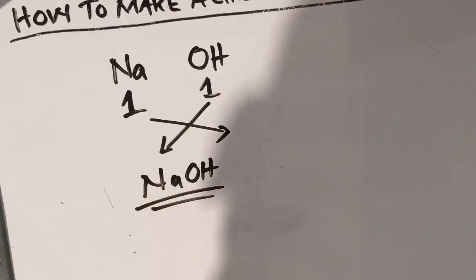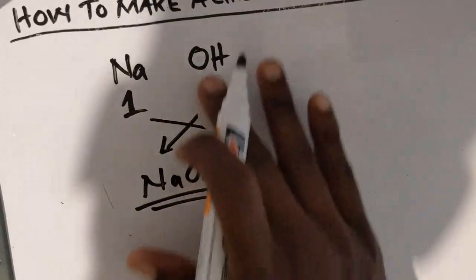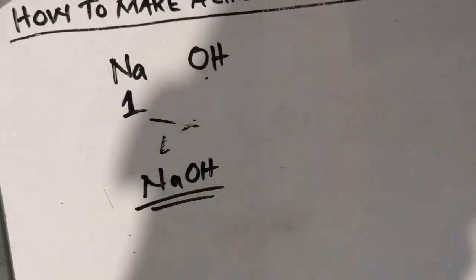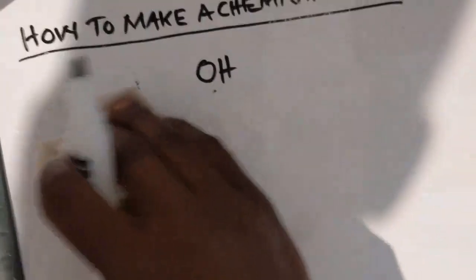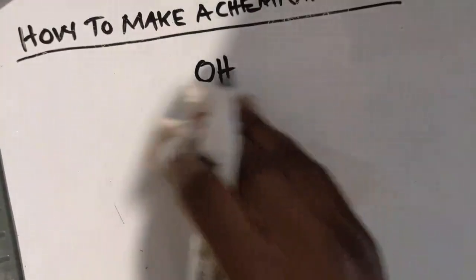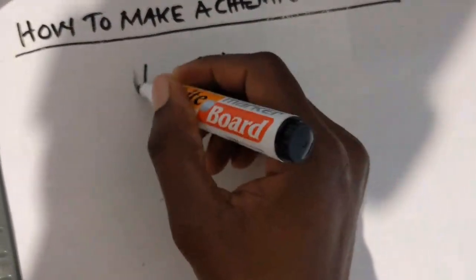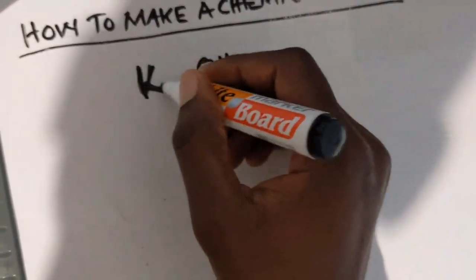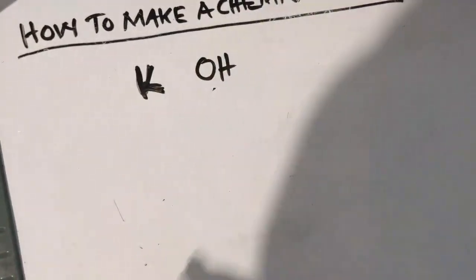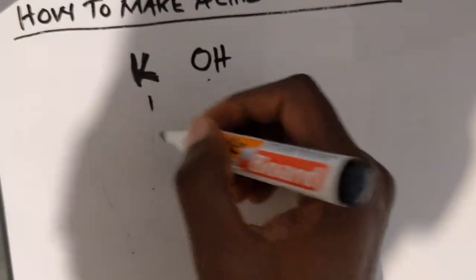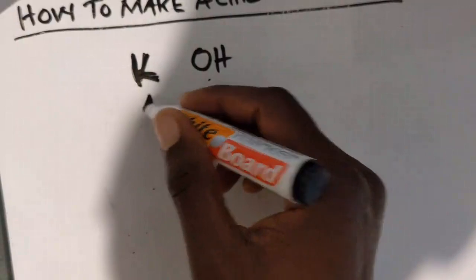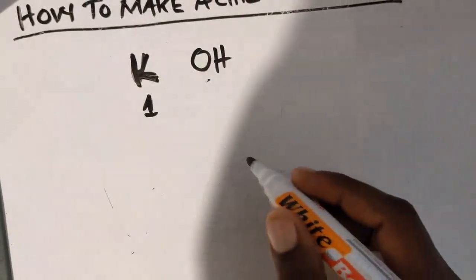You need to know how to make a chemical formula. So now let's take an example. We have been taught to make a chemical formula for potassium. Potassium is capital K. So potassium is in group 1. If you check your periodic table, it has a valence of 1.